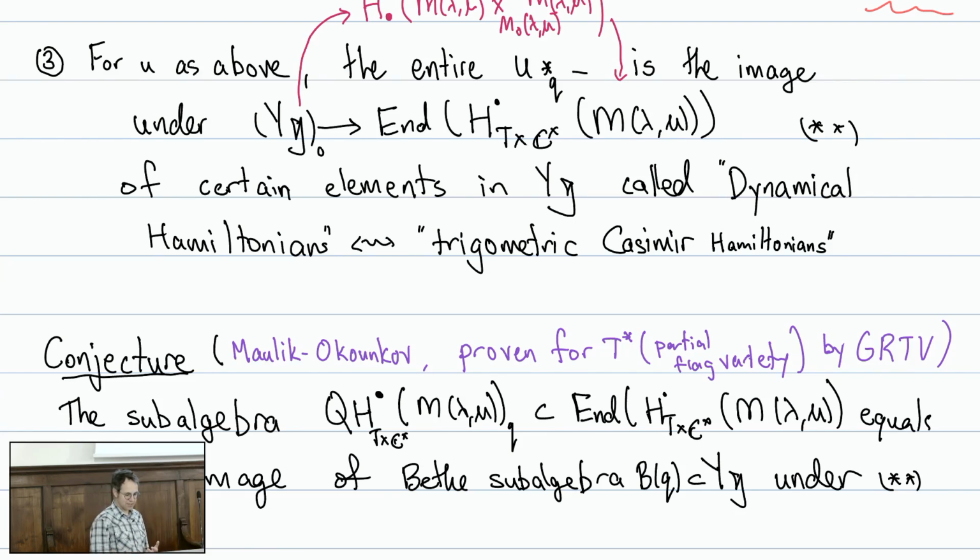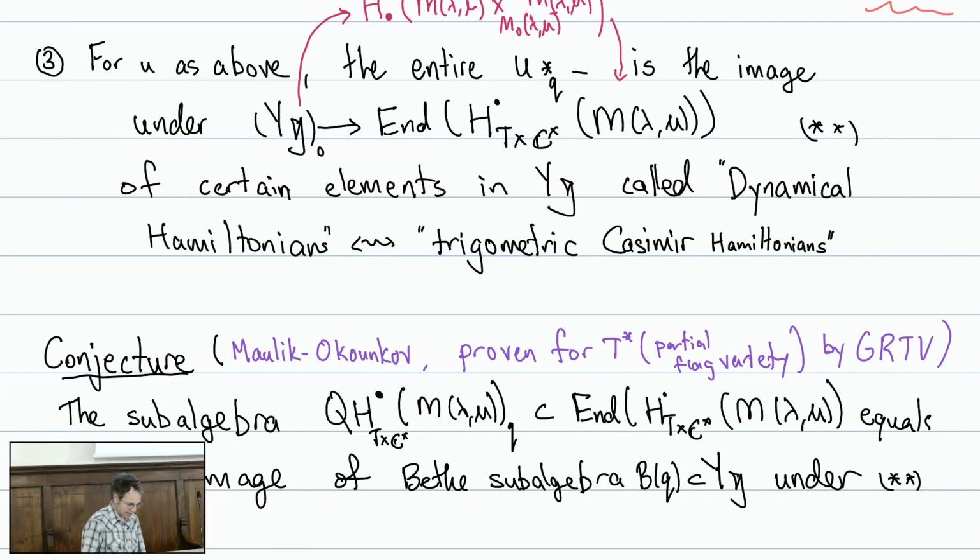But there is the following conjecture. This is a conjecture that appears in Okounkov. I believe the conjecture is still open as far as I know. And it's proven in the case of cotangent bundles of partial flag varieties, type A partial flag varieties, in a nice paper by this series of authors, which came out around the same time as Okounkov. So these guys are Gorbounov, Rimanyi, Tarasov, and Varchenko.